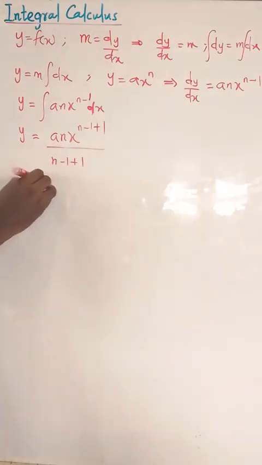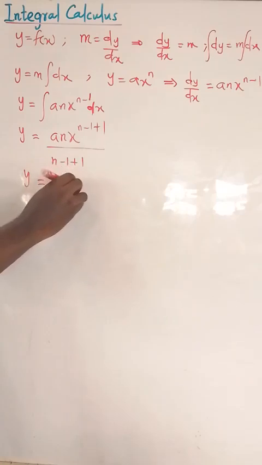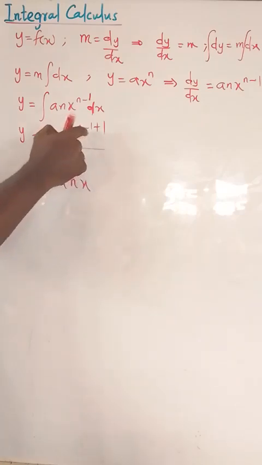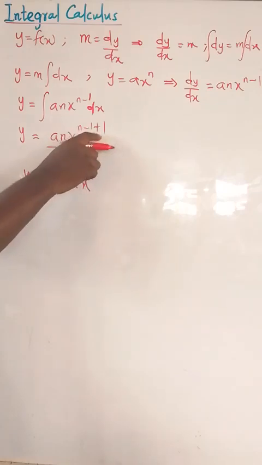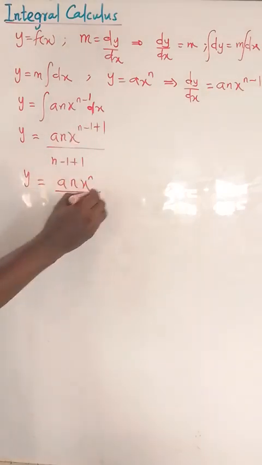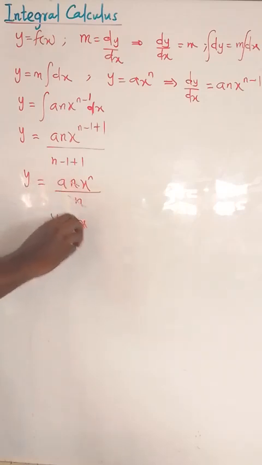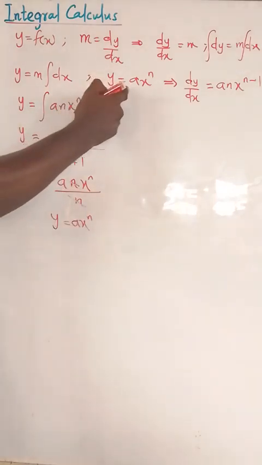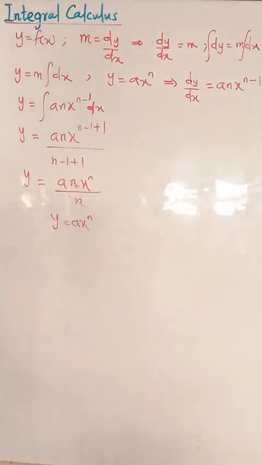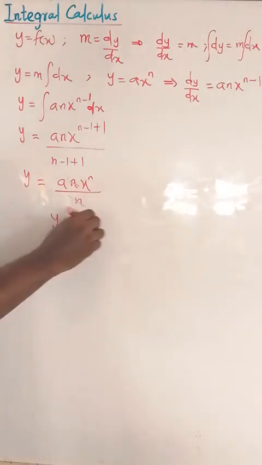Then from here, our y becomes anx raised to power what? n, because n minus 1 plus 1 is n, over n. From here, n cancels n, then y becomes ax raised to power n. So integration is the reverse of differentiation. But the thing is, after integrating, most times you might need to put what?